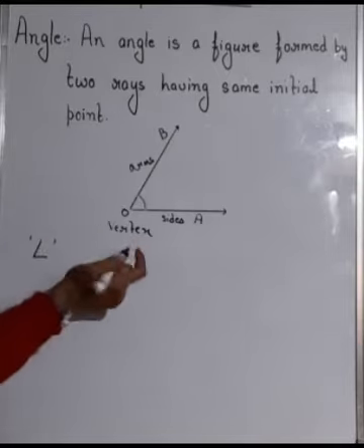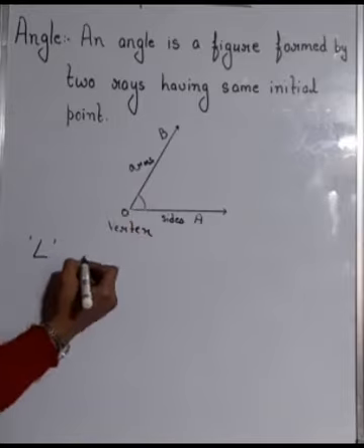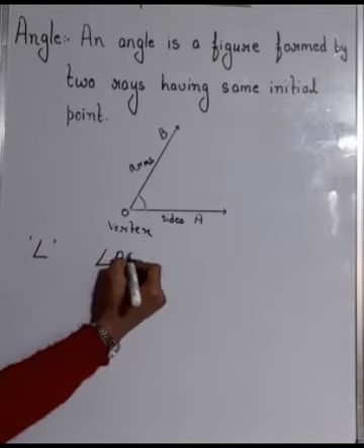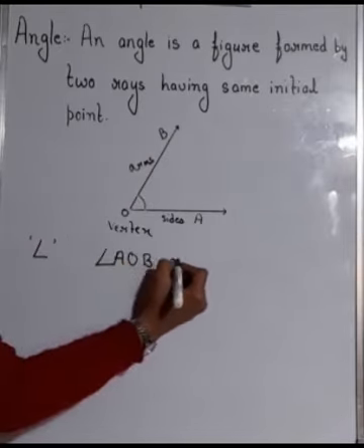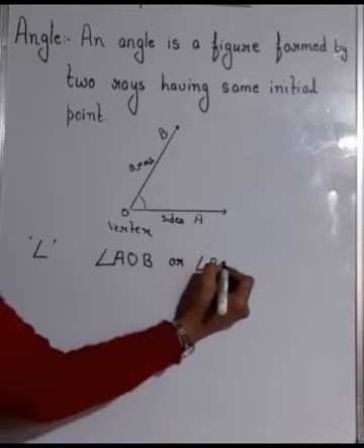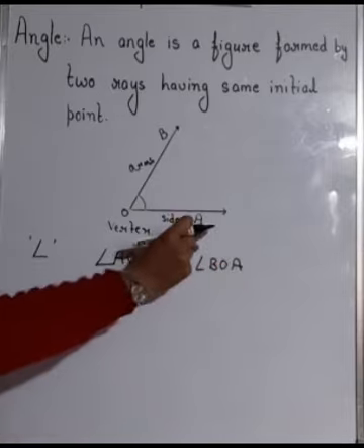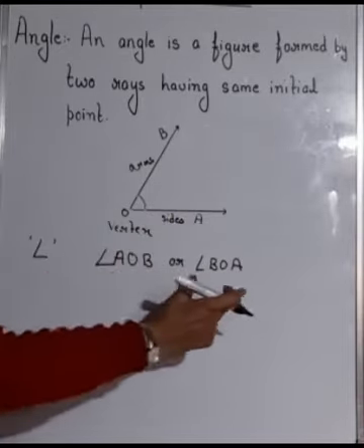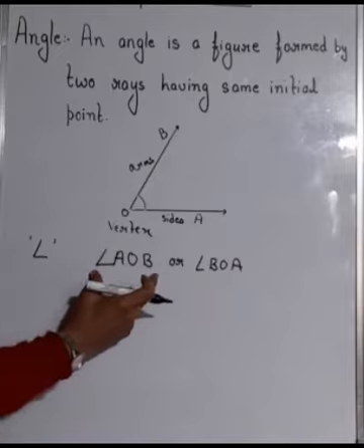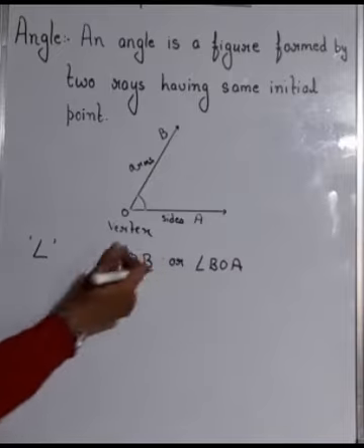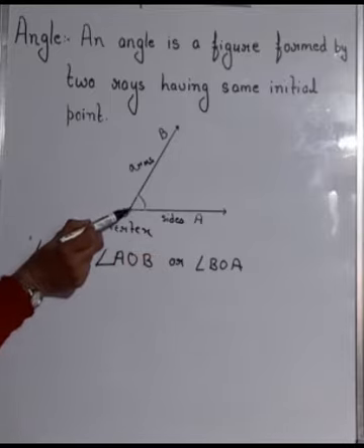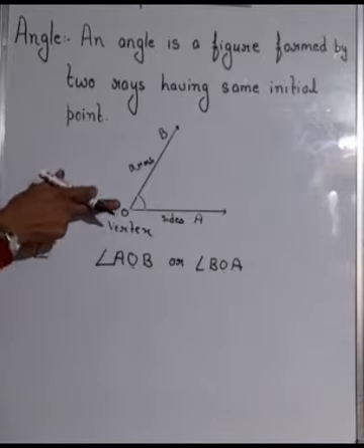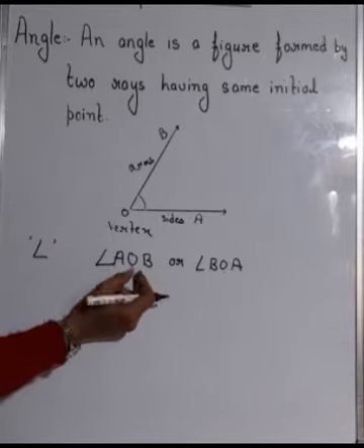Now how are you going to name this angle? Angle is named as angle AOB, or you can name it as angle BOA. Clear? AOB or BOA, both are correct, but you have to keep one thing in mind, that either you are writing in this way or in this way, in both the ways, you have to write the vertex, this vertex O, in middle. Why? Because the angle is forming at O. That's why you have to write this vertex in middle.